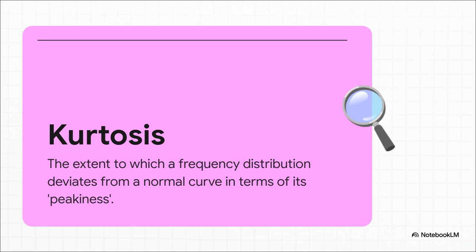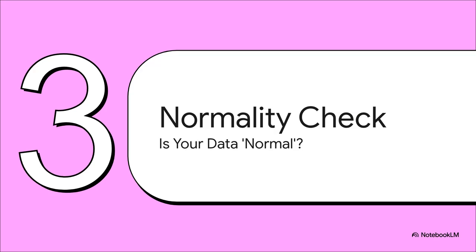It basically just tells us about the pointiness of our data. Is it really peaked, meaning everyone's scores are clustered super close together? Or is it kind of flat, meaning the scores are much more spread out? Now, why does any of this matter? Why are we talking about shapes and pointiness? Because a lot of the more advanced statistical tests you're going to learn about later on, well, they assume your data looks more or less normal. So checking for things like skewness and kurtosis is like a mandatory quality check before you move on.